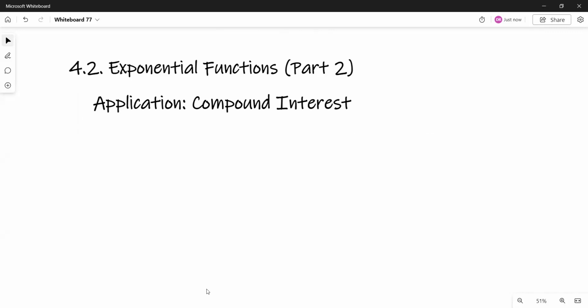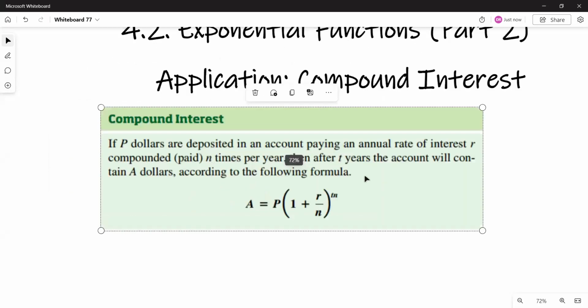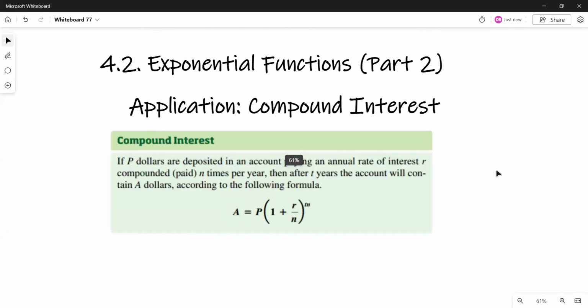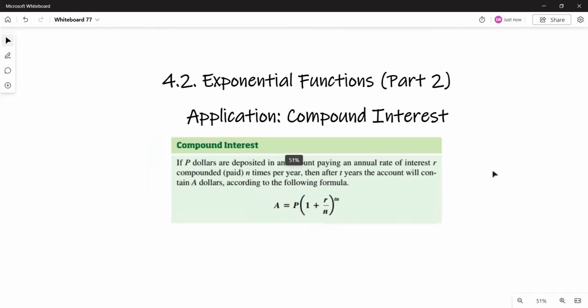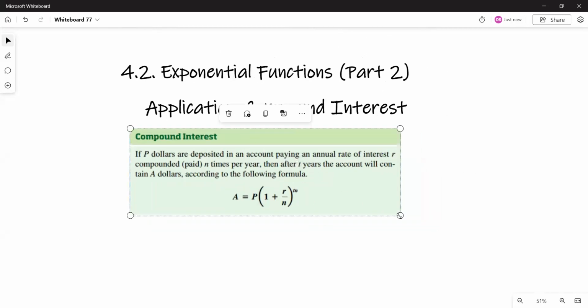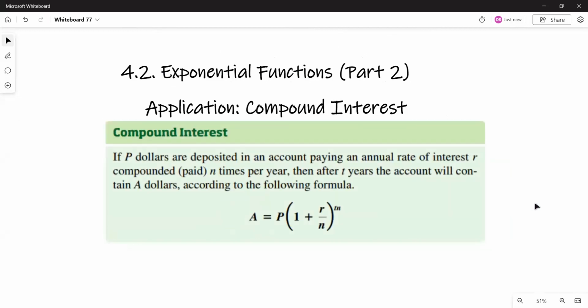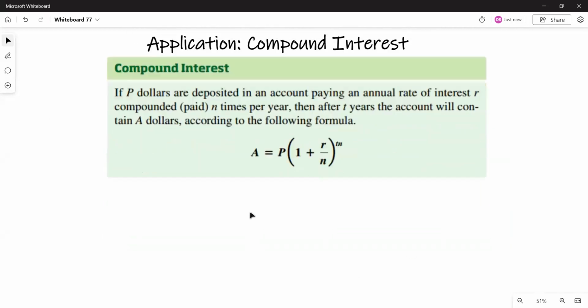on page 426. If P dollars are deposited into an account paying an annual interest rate R, compounded n times a year, then after t years, the account will contain A dollars. According to the following formula, the amount in the account will be the initial deposit or principal times 1 plus R over N raised to the N times T.